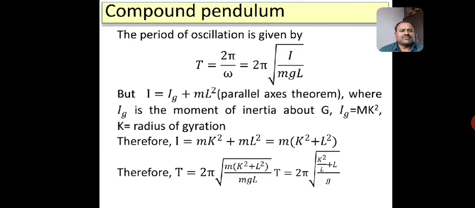Now m is common in these two terms. Therefore, you get m into k square plus l square. Therefore, T can be written as T is equal to 2 pi into square root of m into k square plus l square divided by mgl. This we get by substituting for I in the above equation for period. Therefore, T is equal to 2 pi into square root of k square by l plus l, whole divided by g.